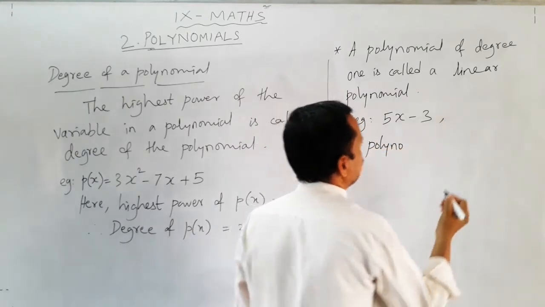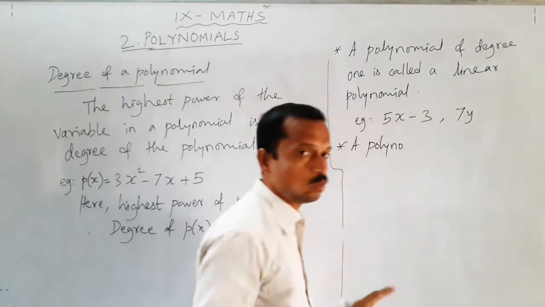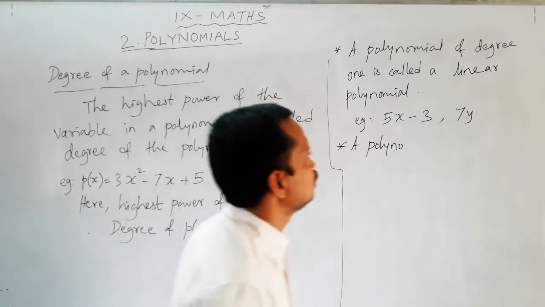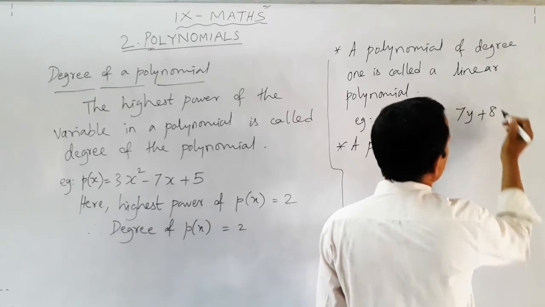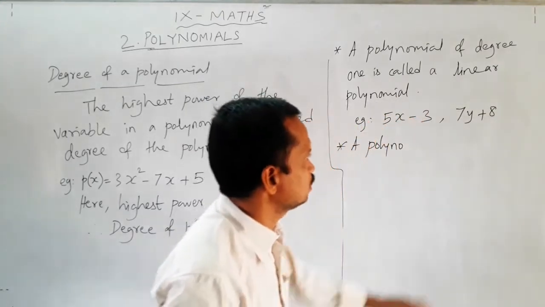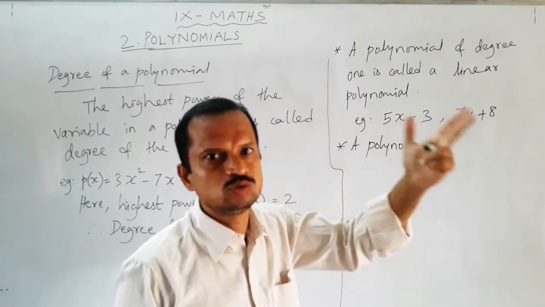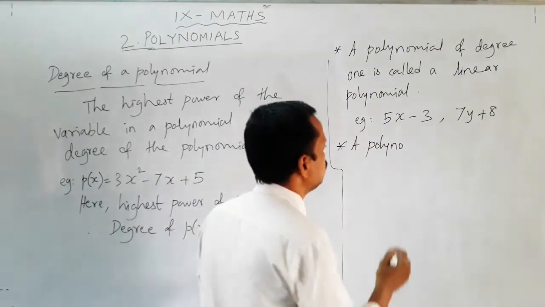Many examples you can take, like 7y plus 8. The polynomial is in variable y. Here also the variable is y and whose exponent is 1. So the degree is 1. The highest power is 1.